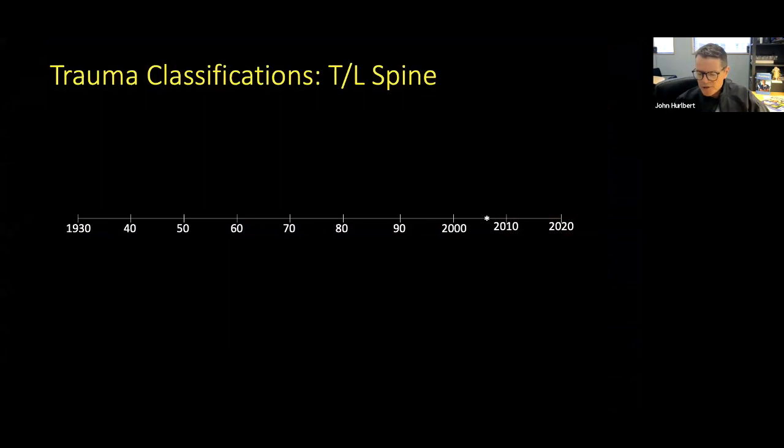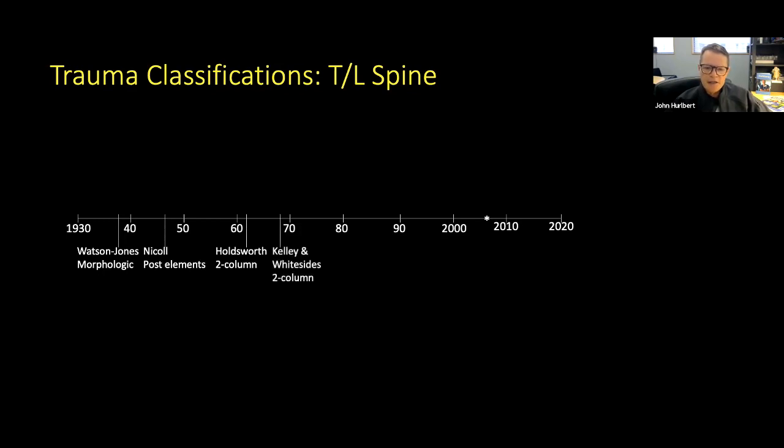But I think we should consider where our classification schemes came from. This is the timeline for classifications of the thoracolumbar spine. It was in the late 1930s that the first system came out. There were some more in the late 40s. Holdsworth had a 2-column model in the early 60s. Kelly and Whitesides also went on with a 2-column model. But it was in the 70s and 80s that CT scan and MRI became available. And despite that, we didn't see MRI in particular creep into the classification schemes until later.